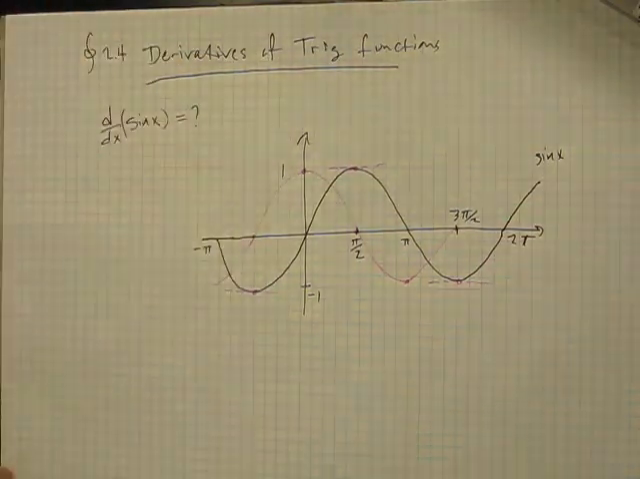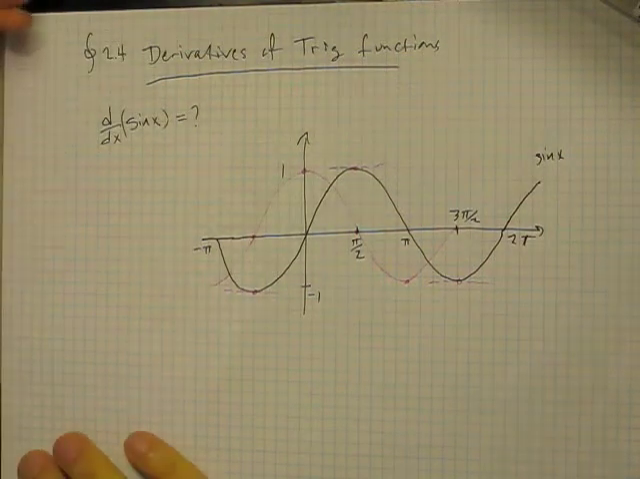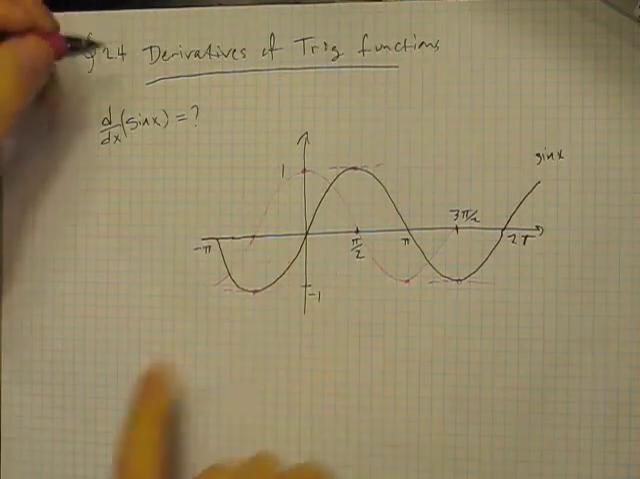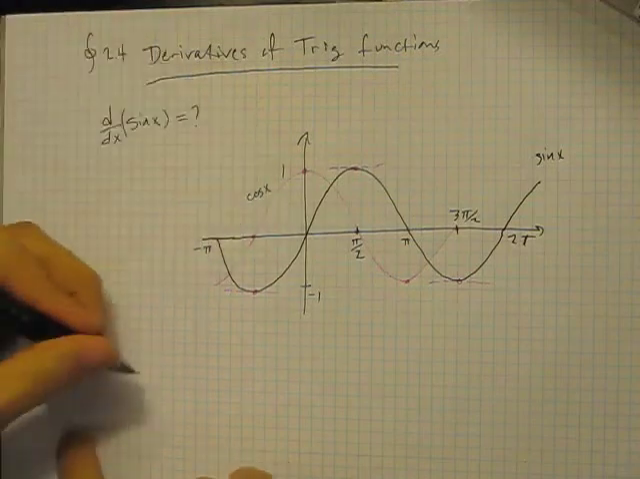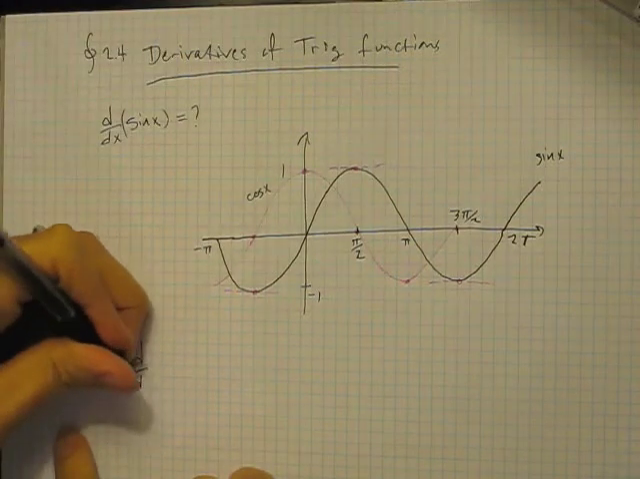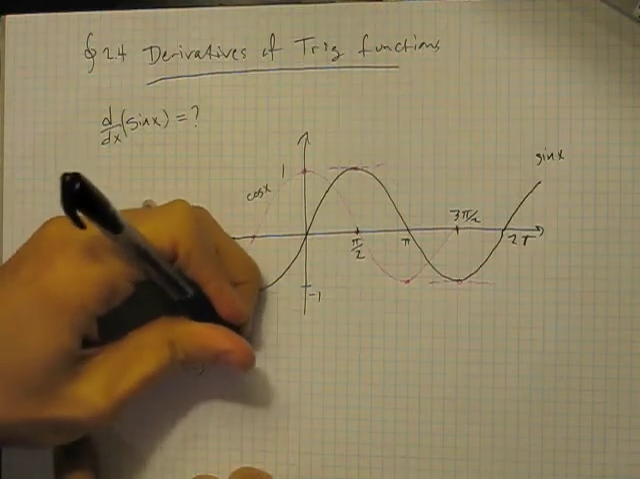Now, if you're really following along closely, this looks like the graph of cosine, and in fact it is the graph of cosine. Okay, so that's our first rule. The derivative of sine, the sine function, is equal to cosine.